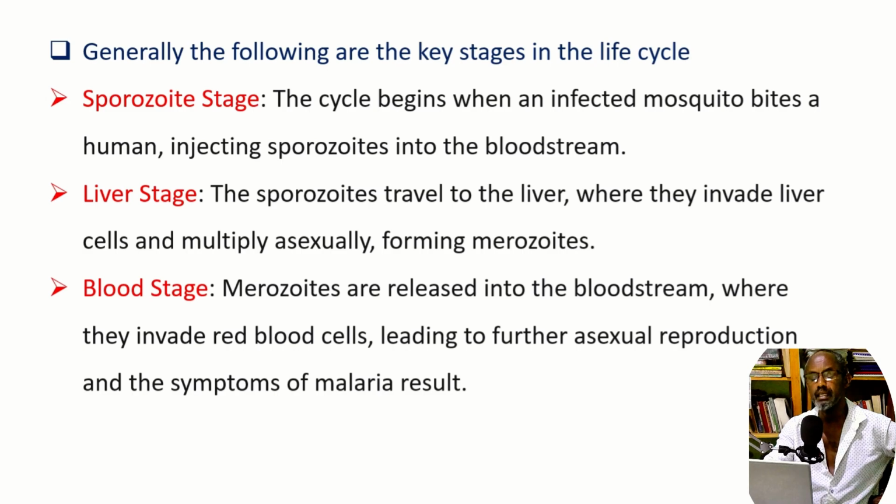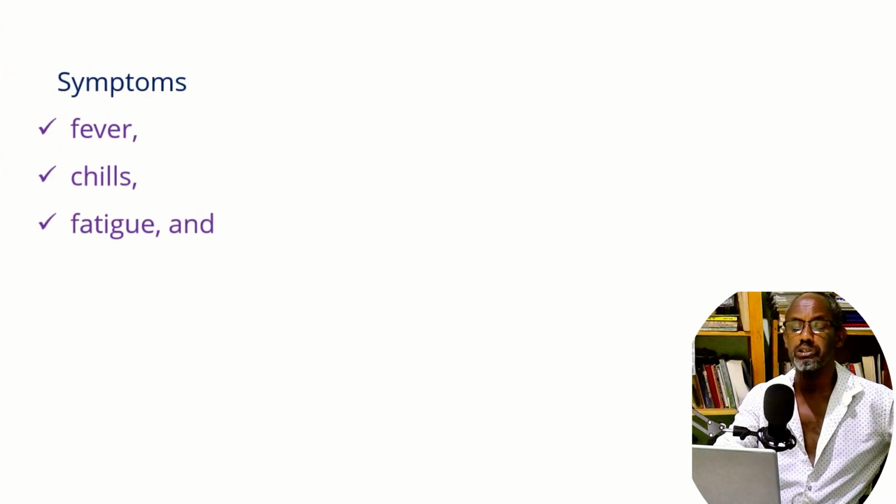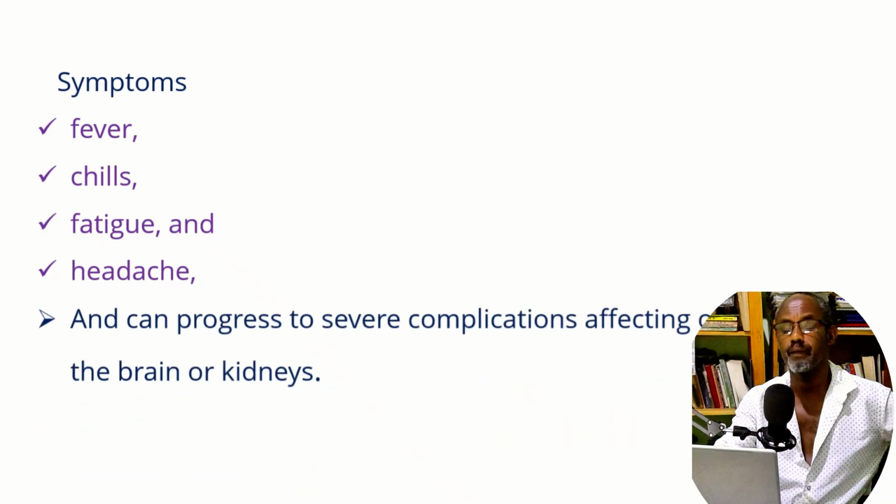What are these symptoms? Let us see. Let us stop the different stages here and let us see the symptoms. You see, symptoms: fever, chills, fatigue, headache. These are the most common symptoms of malaria. And of course, this can progress to severe complications affecting organs like the brain and even the kidneys. It's serious. Serious, I'll tell you.